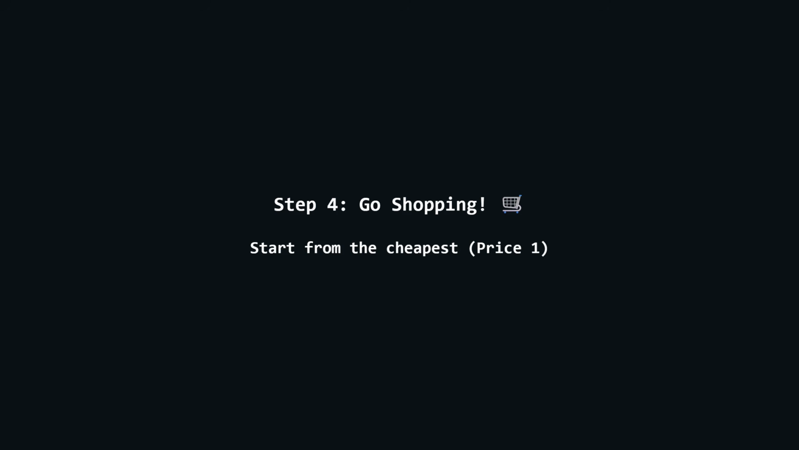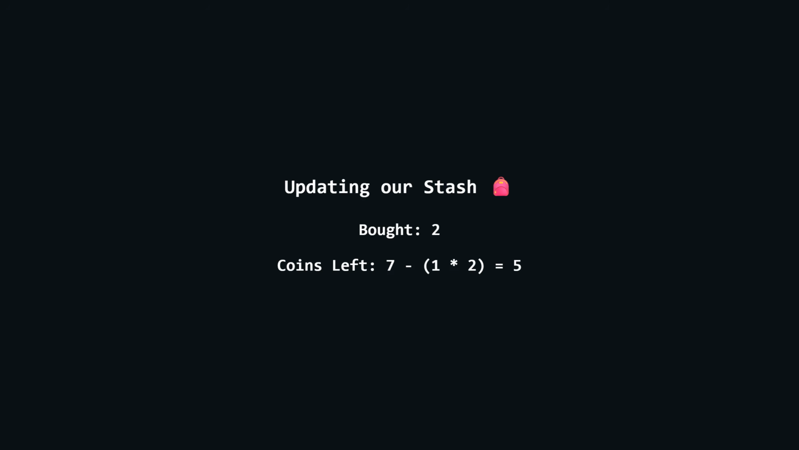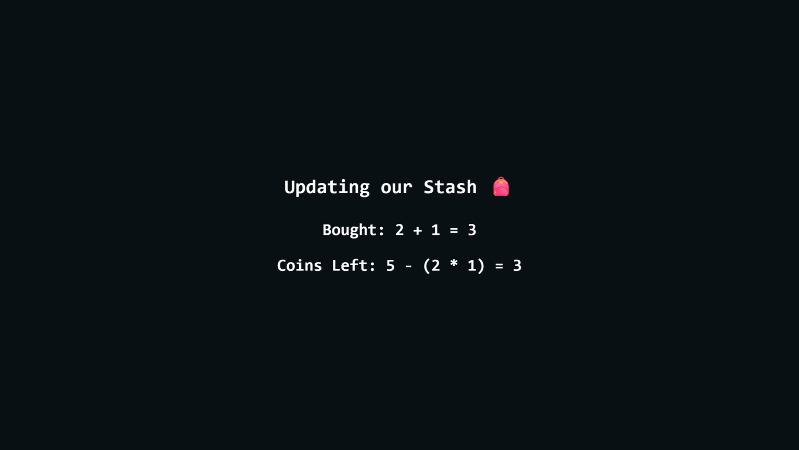With our tally chart ready, we go shopping. We start at the cheapest possible price, which is 1, and work our way up. Looking at price 1, our chart says there are 2 bars available. We have 7 coins in our pocket, so we can easily afford both of them. We buy those 2 right away. That subtracts 2 coins from our total, leaving us with 5 coins to keep shopping. Next up is price 2. The chart shows 1 bar available, and we still have 5 coins left over. We buy it without hesitation. We have now bought 3 bars total, and our coin stash drops down to 3.